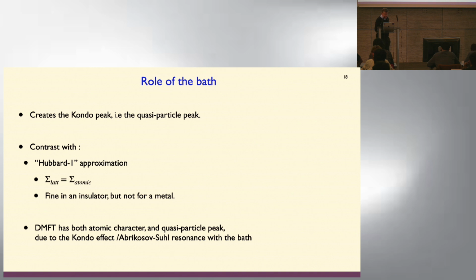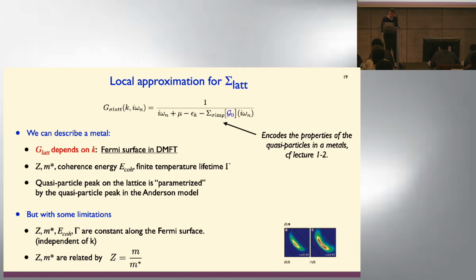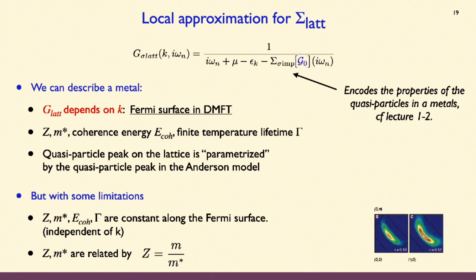So DMFT has both characters, as I said before. Now let's go a little bit more into understanding these equations for the local approximation of the self-energy. That's the same equation as before. The self-energy on the lattice is approximated by the impurity self-energy. So what do we have? That goes back to your question: what exactly does the approximation contain and not contain? Because our self-energy is a local self-energy, it has an expansion as a function of frequencies, like we described yesterday. It contains a quasi-particle residue in a metal. So we can describe a metal.